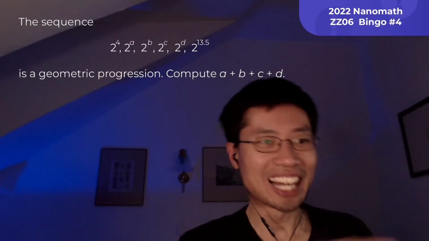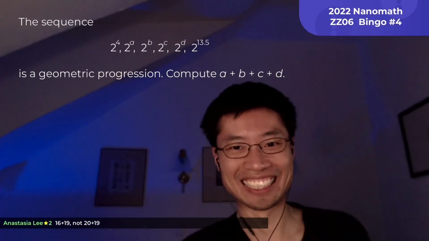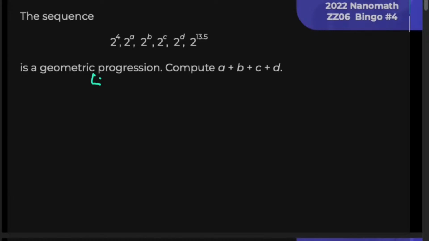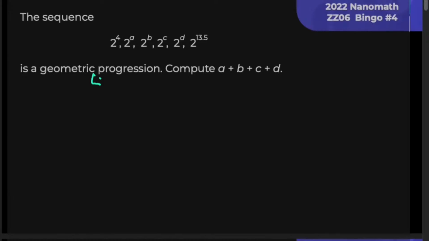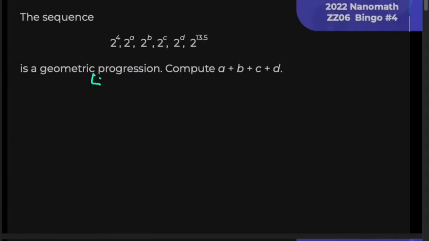Ah, there you go. Anastasia saved us. Thank you, Anastasia. Oh no, it is 16 plus 19. Yes, that is correct. Good job. Sorry, guys. No worries. That's how this all is. That's why it's in live solve.